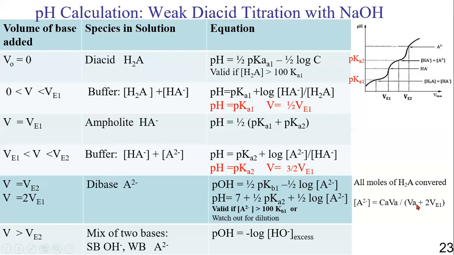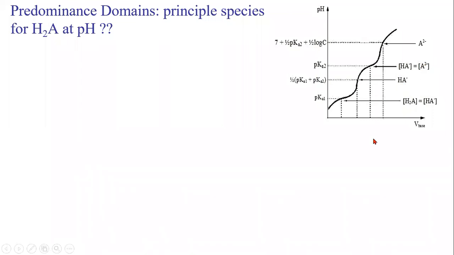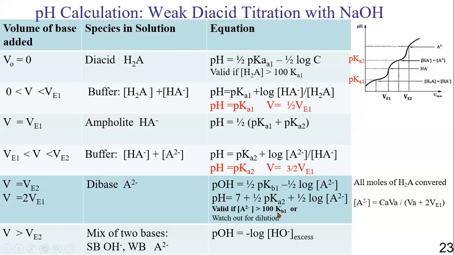Okay, so now I have the concentration. You simply substitute and you get pH. After this point, so after the second equivalence, when the volume is greater than V equivalence 2, I simply have OH minus in excess, as well as some A2 minus in my solution, and therefore my pH becomes excess OH minus. Okay.